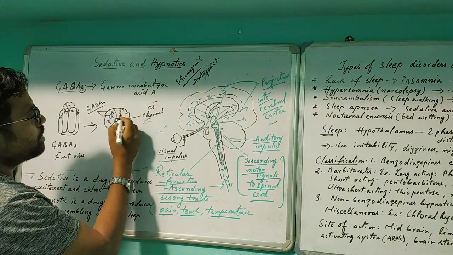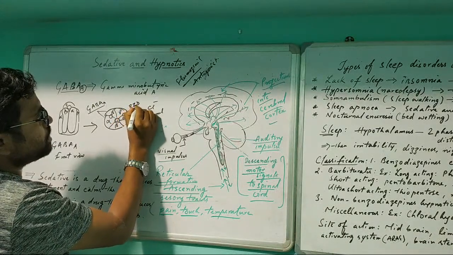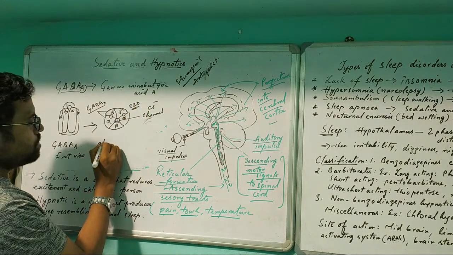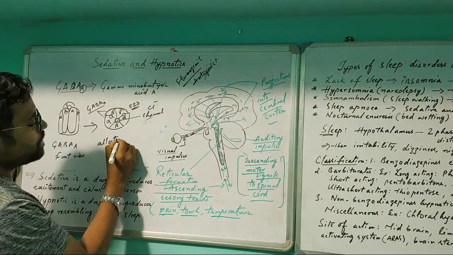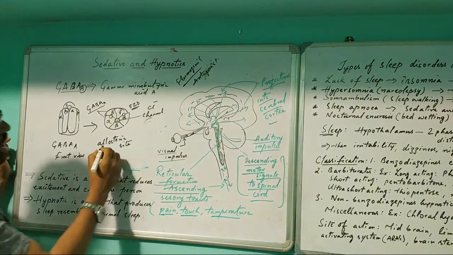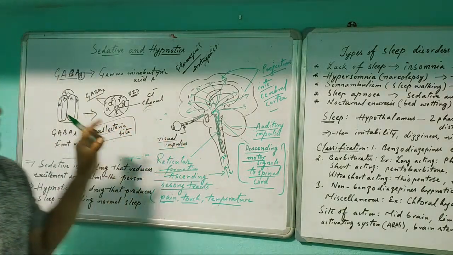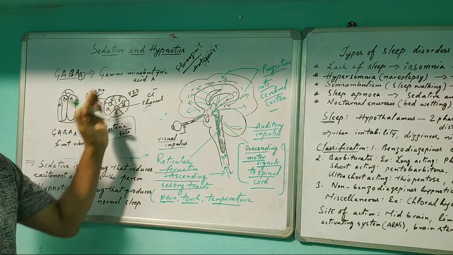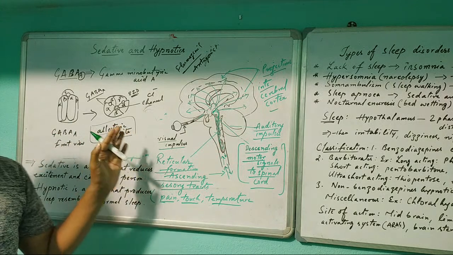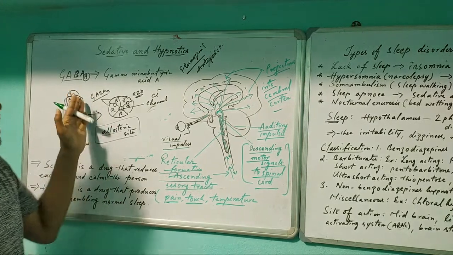And in between alpha and gamma, the BZD allosteric site is there. So what is an allosteric site? An allosteric site is the site where drugs bind, not in place of GABA. It means another site is available for drug binding, which is called the allosteric site, and it influences the mechanism of the GABA receptor.